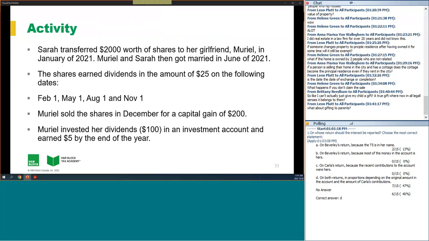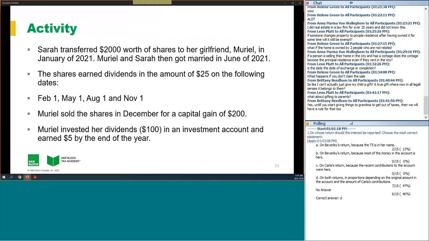So let's practice. Sarah transferred $2,000 worth of shares to her girlfriend Muriel in January of 2021. Muriel and Sarah then got married in June of 2021. The shares earned dividends. Dividends happen on specific dates: February 1st, May 1st, August 1st, and November 1st, $25 on each of those dates. Then Muriel sold the shares in December for a capital gain of $200. And finally, Muriel took all the dividends and income that she got and put it in an investment account and earned $5 in interest. So we're going to talk about the attribution rules for each of those things.